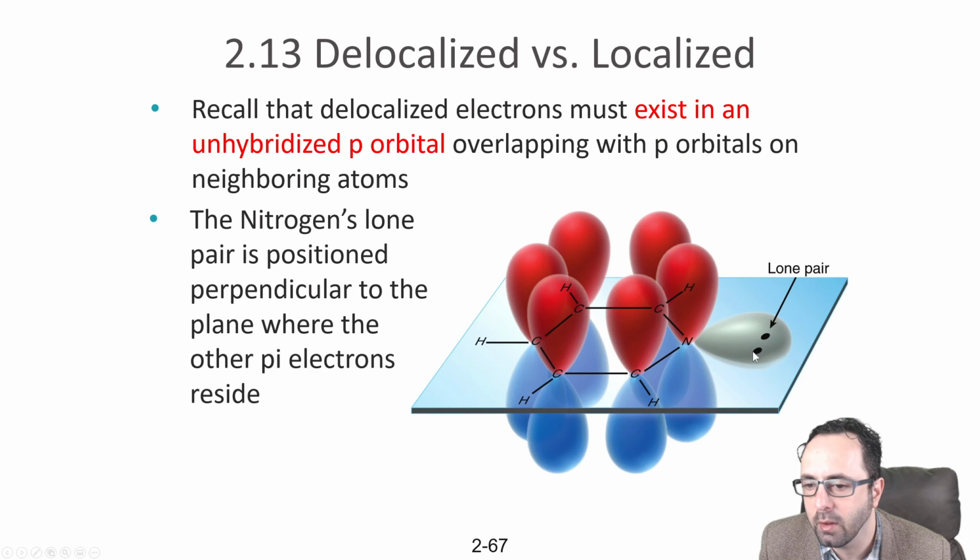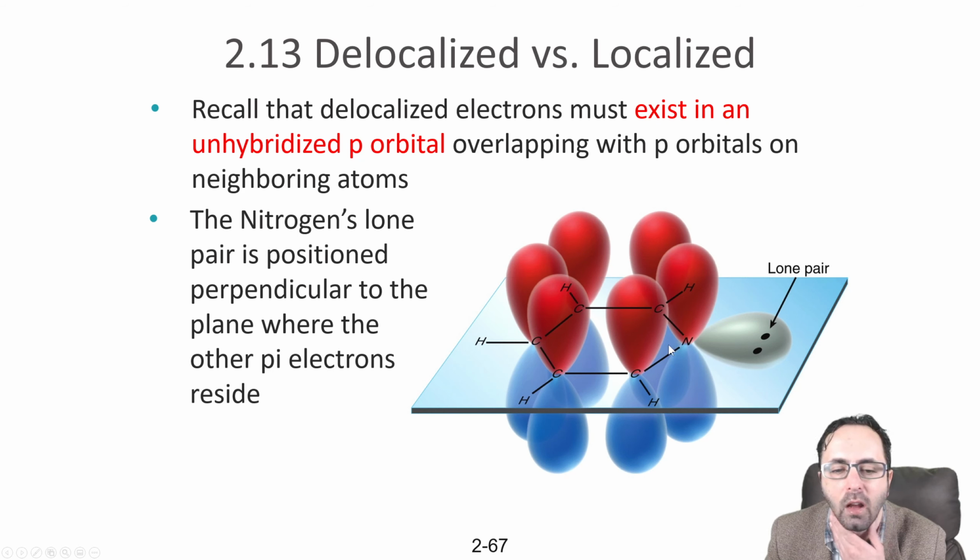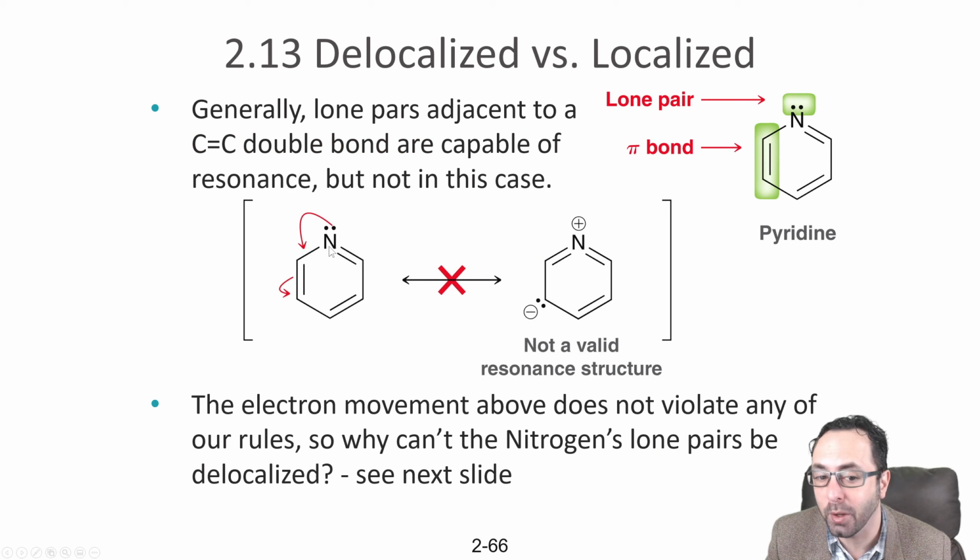And so it has to do with this. The delocalized electrons must exist in unhybridized p orbitals that are overlapping, sideways overlapping with neighboring p orbitals. The problem is that the nitrogen's lone pair is not in that plane. It's sticking off to the side in this flat molecule. And so the result is that these electrons are not accessible to these unhybridized p orbitals. That's an unusual situation.